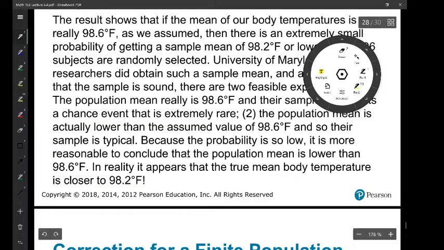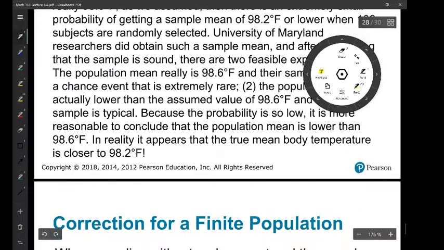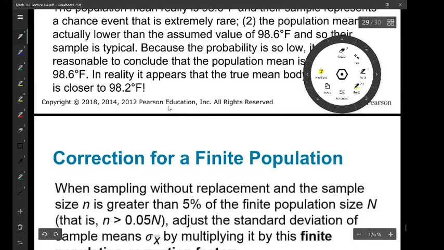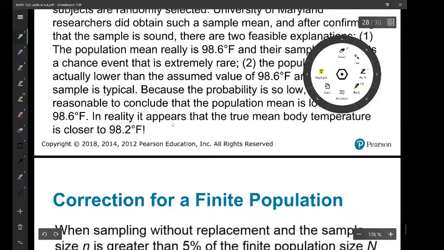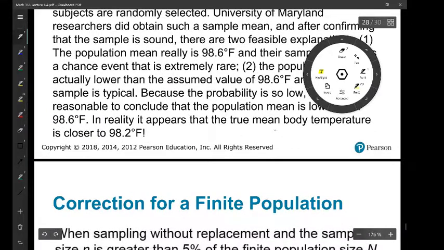So since the probability is so low, it's reasonable to conclude that the population mean is lower than the 98.6. So in reality, it appears that the true mean body temperature is closer to 98.2.